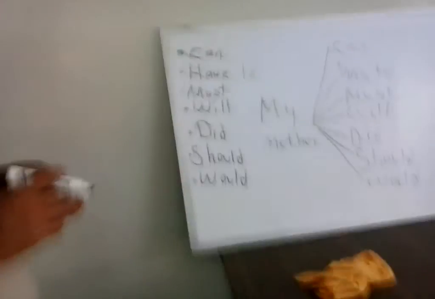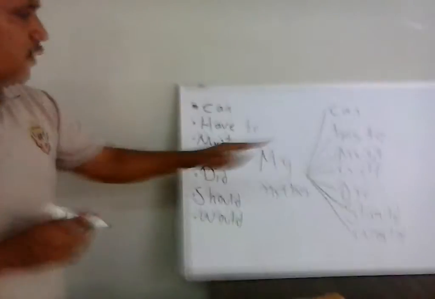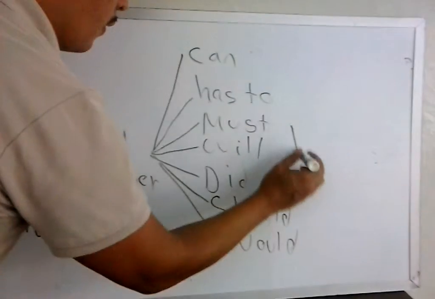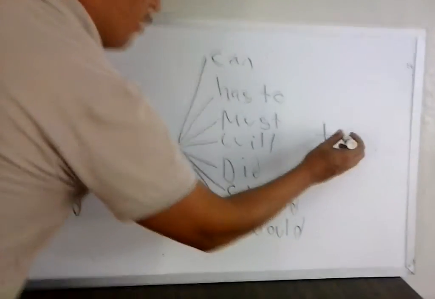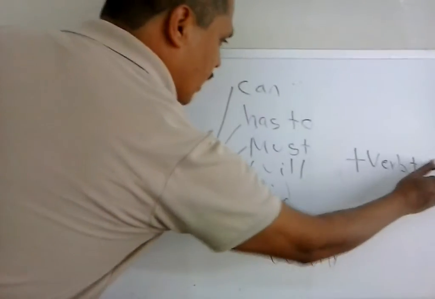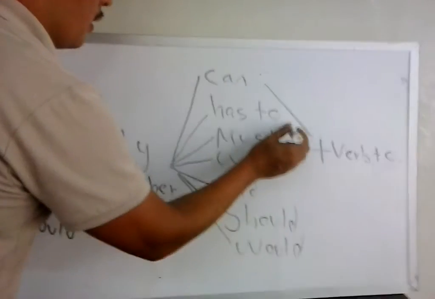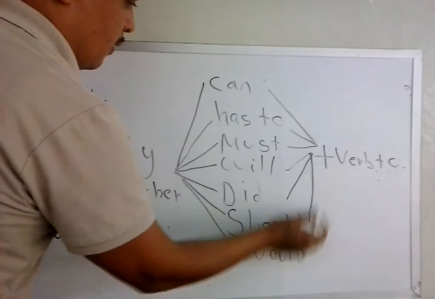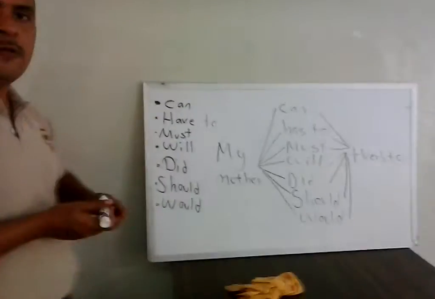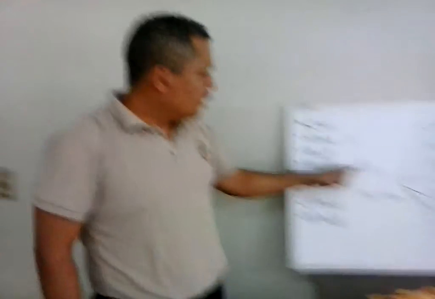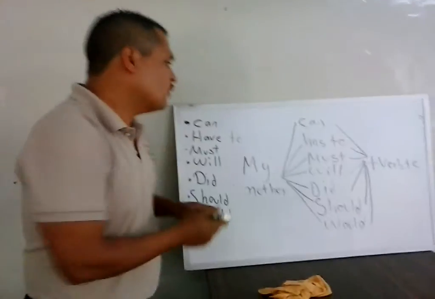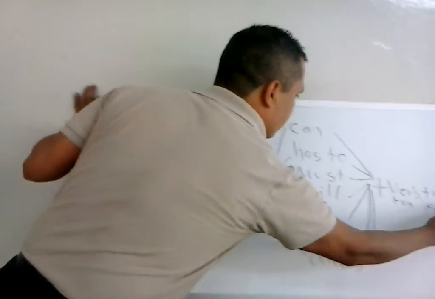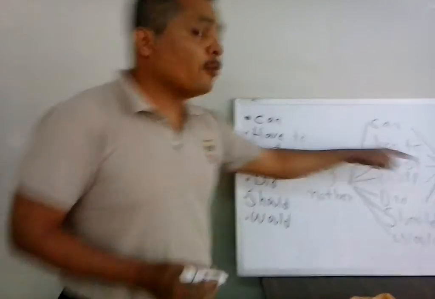This is another way to understand the use of auxiliaries. This is an affirmative: subject, auxiliary, then verb, and the complement. As you can see, the form is not complicated. My mother can, for example, run fast. Yes, my mother can run fast.